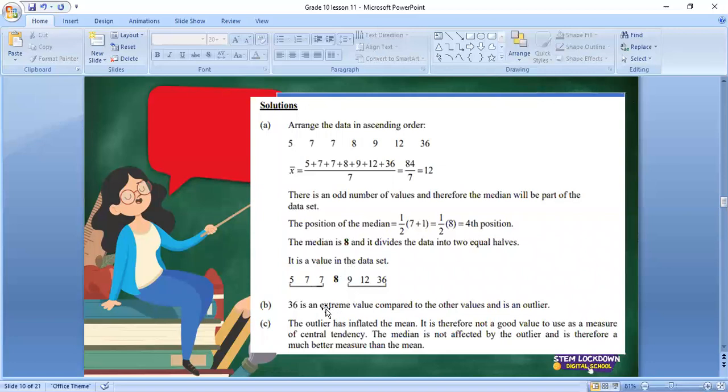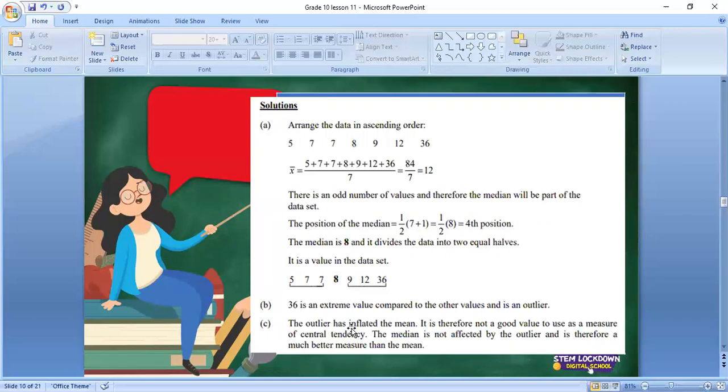Talking about the outlier, we see that 36 is an extreme value compared to the other values, so there is an outlier there, which is 36. It is a value that is out of range when you compare it with the rest of the data. So it is an outlier in the data set.